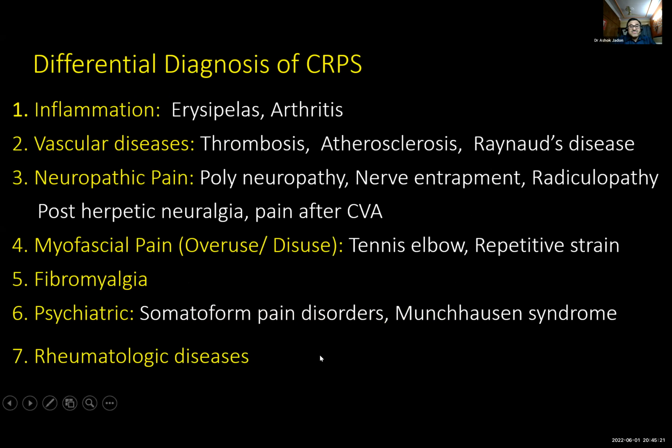So we have examined clinically, and the diagnosis of CRPS is always by exclusion, because many diseases, as enumerated here, have an almost similar presentation to CRPS. So we have to rule out all these features before we say that the patient has CRPS. So now comes the treatment.